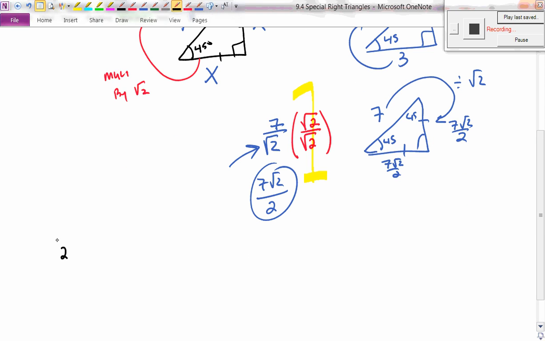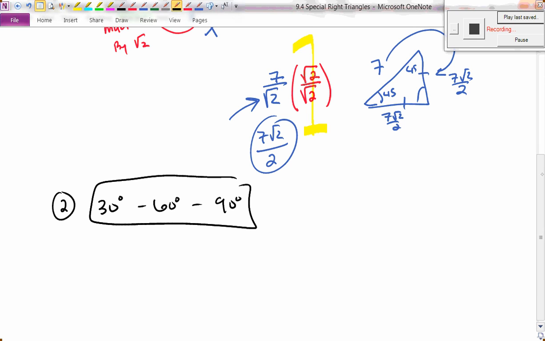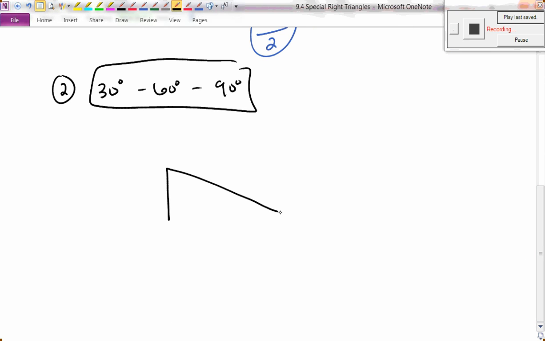The second kind of special right triangle in geometry is what's known as a 30, 60, 90 special right triangle. And it looks something like this. So if I have a right angle here, this angle is 30 degrees. This angle is 60 degrees because 30, 60, 90 have to add up to 180. So here's how I label this. I label this the hypotenuse, of course, the longest side. Then I label my two legs. I have a long leg and I have a short leg.